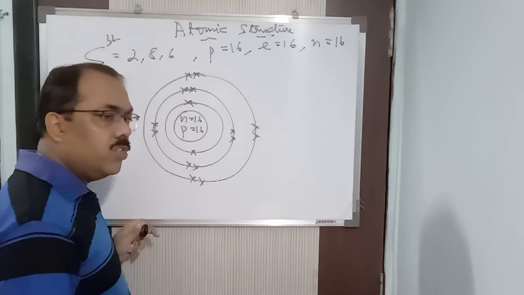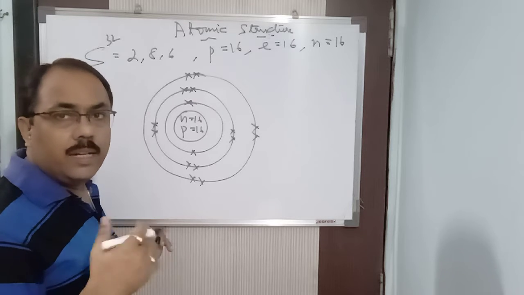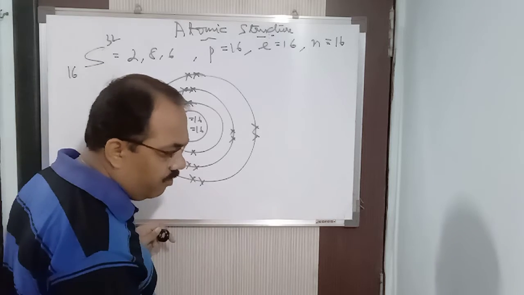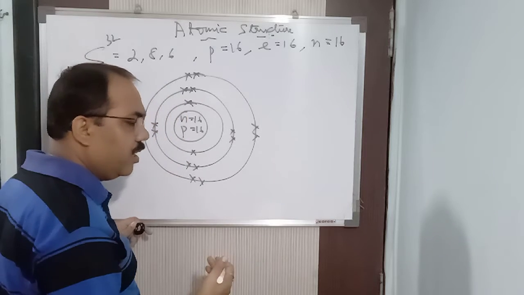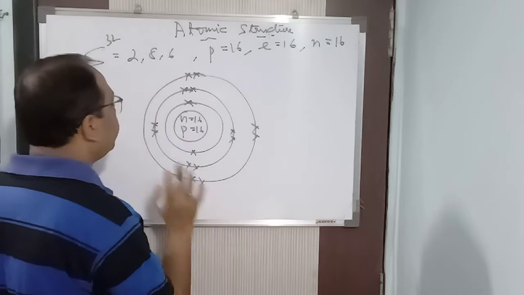So how will you know which one? For that purpose you need to read another chapter called chemical bonding. When you study chemical bonding, at that time you will come to know whether it undergoes sharing of electrons or transfer of electrons.